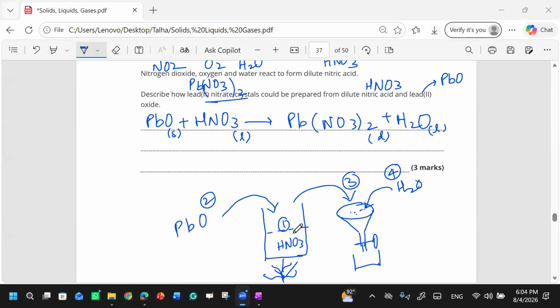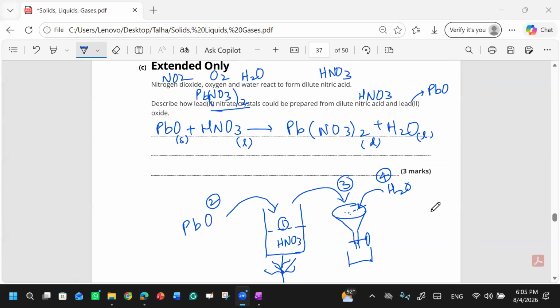Simple. In your own words, you can mention that you take the dilute nitric acid in a beaker in a fixed calculated amount according to the stoichiometric equation. Then add lead oxide in it and continuously heat the solution until the reaction mixture is completely dissolved. After that, you will filter it so that you can extract your desired substance, and that is lead nitrate. You will say after the completion of the reaction, we filter lead nitrate crystals, and then we wash the crystals to remove the impurities. Okay, clear?